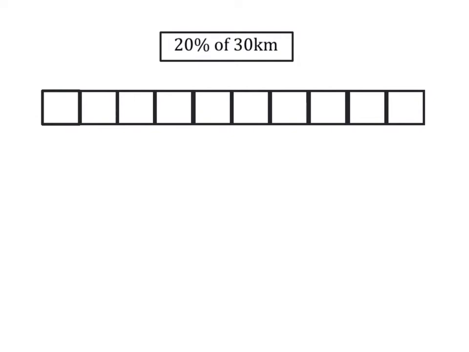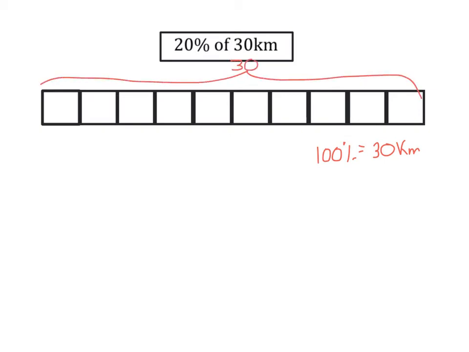So I'm going to write this along the side. So 100% is always my original amount. So here it's 30 kilometres. So all of this at the moment is my 30 kilometres. Now, the easiest percentage to find first is 10%.